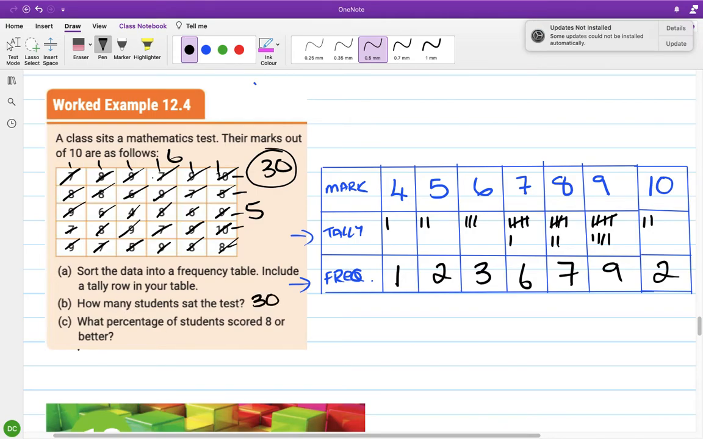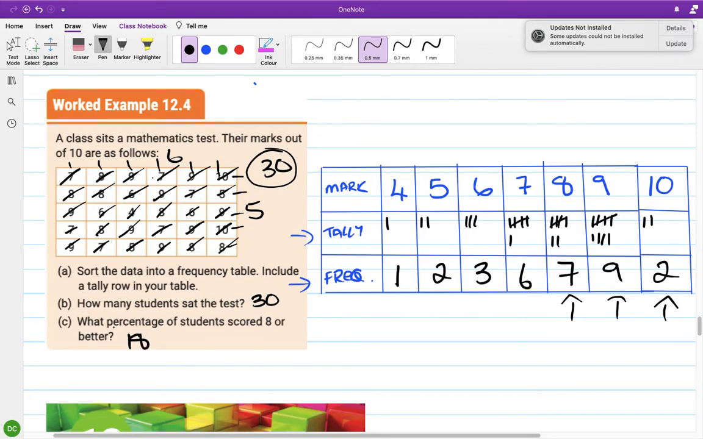30. What percentage of students scored 8 or better? Okay, so you can't go straight to a percentage. Every percentage starts life as a fraction, so we're going to start with the fraction. So students that scored 8 or better. So these students scored 8, and these students scored better than 8. So that is 9 and 2 is 11, 11 and 7 is 18. So 18 students scored 8 or better.